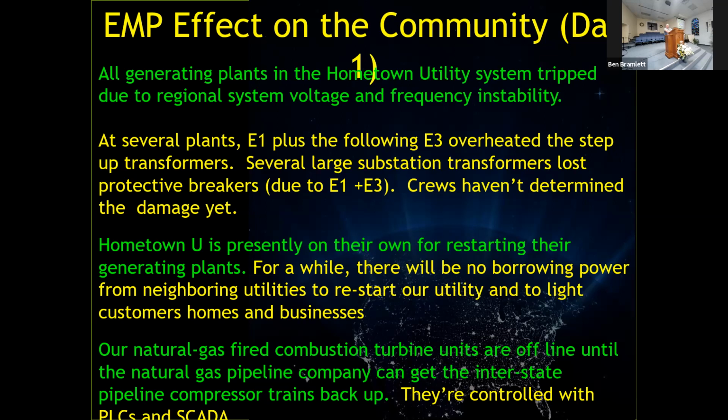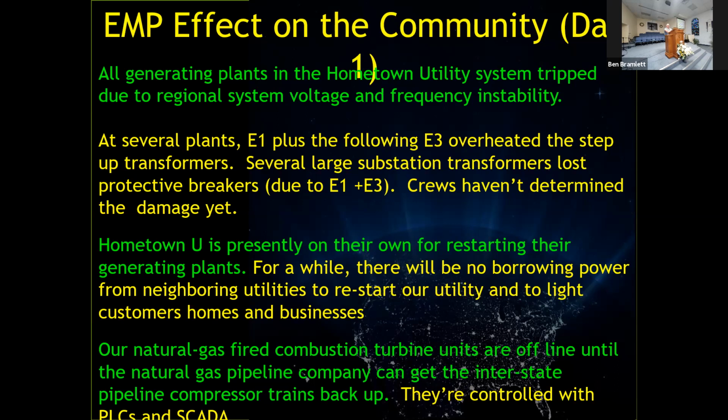Okay, so now you have relays, protective breakers, circuit breakers on these transformers that have no control signal to say, turn me off before something bad happens. So we've got a lot of transformers that some of them might have tripped, some of them didn't. There's going to be issues. Hopefully none of them burned up. Local utilities presently on their own for getting restarted.